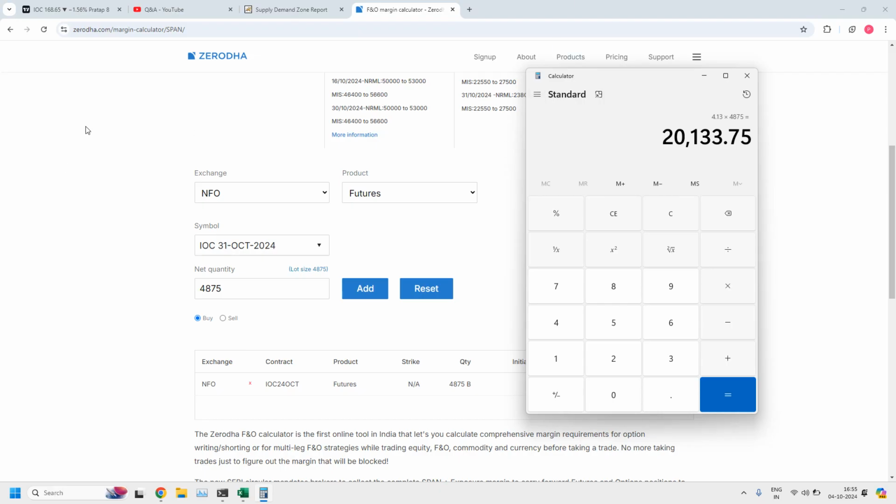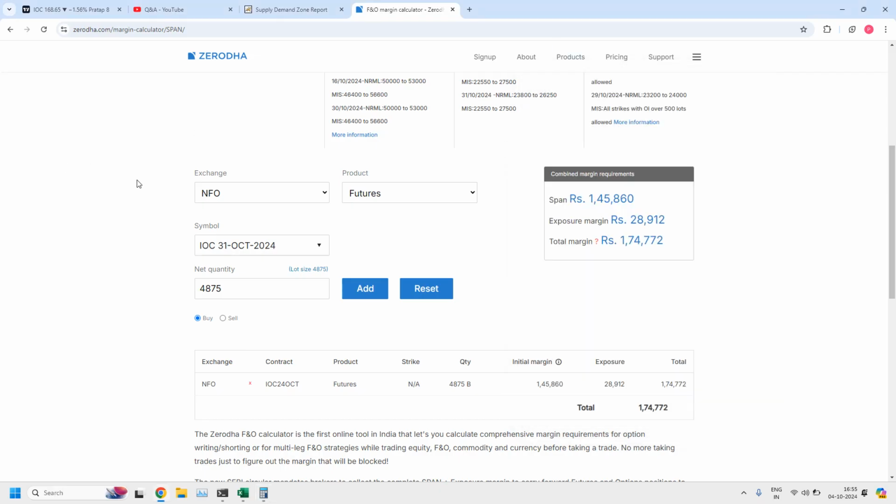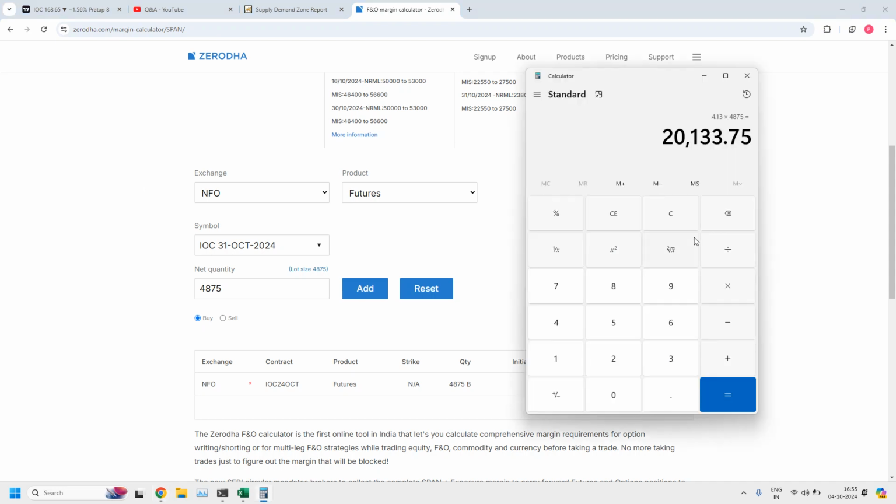The same is the case with IOC also. It always looks like your bullish trade setup is gone. Actually, your bullish trade setup is not gone. Only one order flow in the bullish trade setup is gone, but another order flow has given you very good profit. It is around 20,000 rupees profit you got.